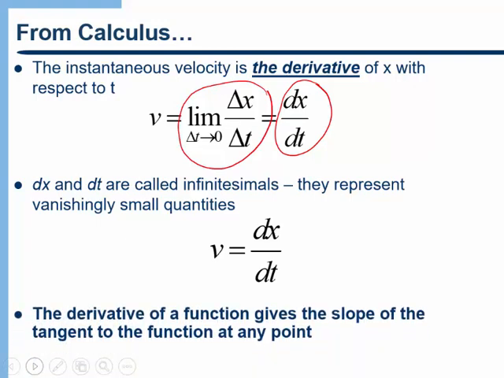And most importantly, we've learned that the derivative of a function gives the slope of the tangent to the function at any point. Remember, that's what we were just talking about on the last slide, that if I have a position versus time graph, if I look at the slope of any point along that graph, that is the instantaneous velocity.